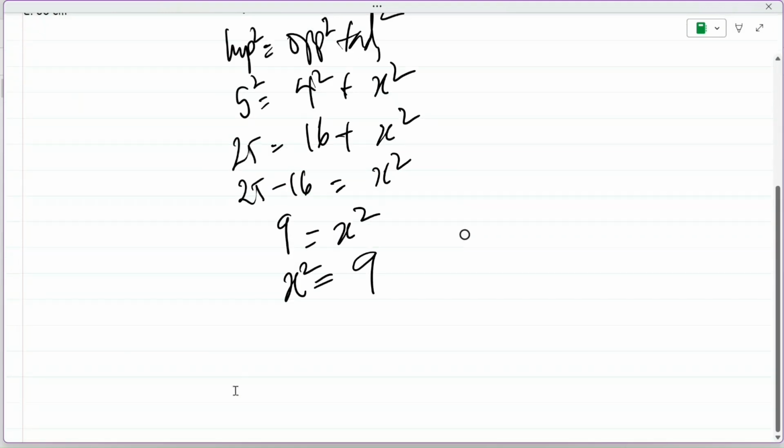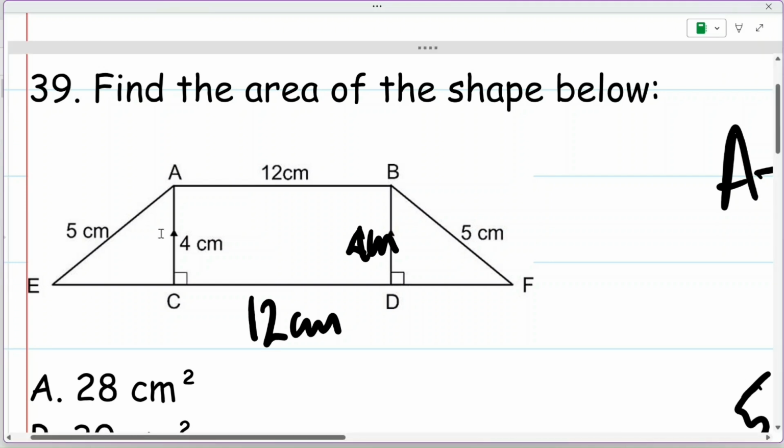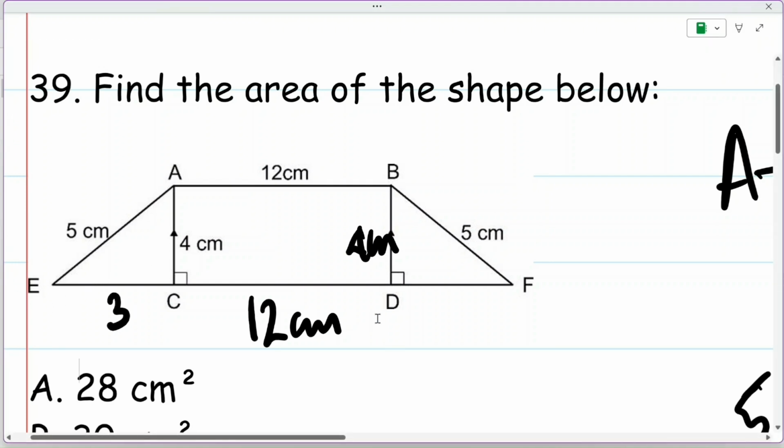For us to find the value of x, introduce square root to both sides. As we can have it like this, square root here and square root here. So square root cancels square. For us to find x alone, square root of 9 is 3. Therefore, the value of our x is 3. Going back to our diagram, we now know EC is 3 and also DF is 3.